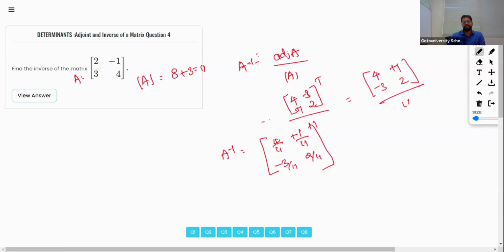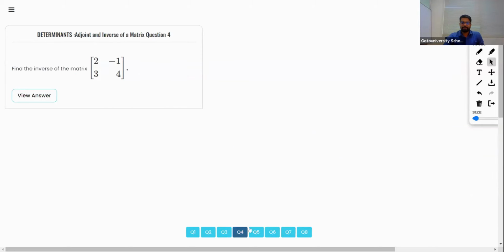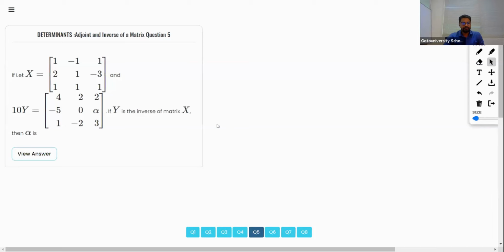So what is the significance of the inverse? If you multiply this matrix with A, you will get an identity matrix. What is an identity matrix? This is the identity matrix. You can check this later. So that is why this is the inverse of the given matrix. Okay. Moving on to the next one. Yes, there is an interesting question here, which is not the same as the previous questions.